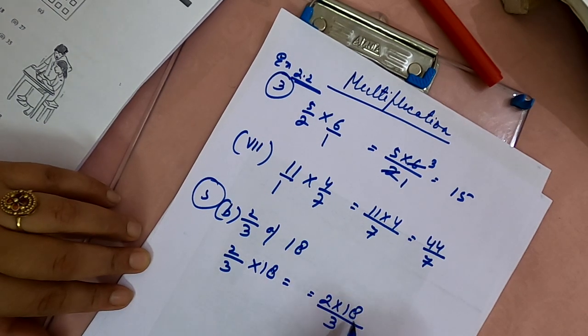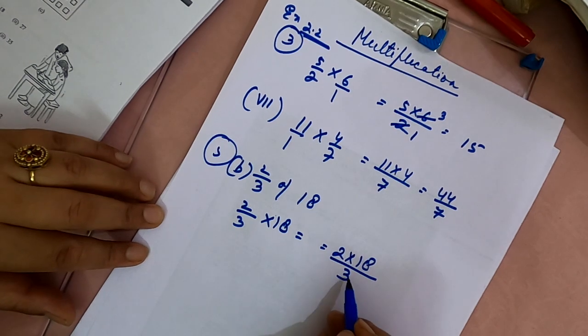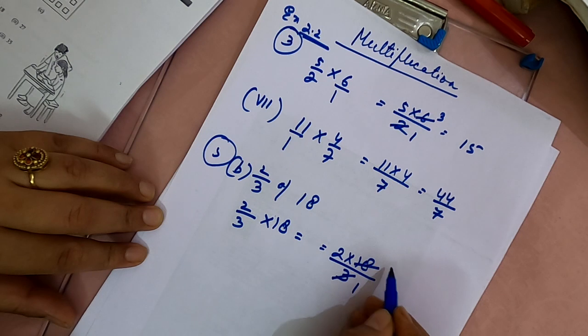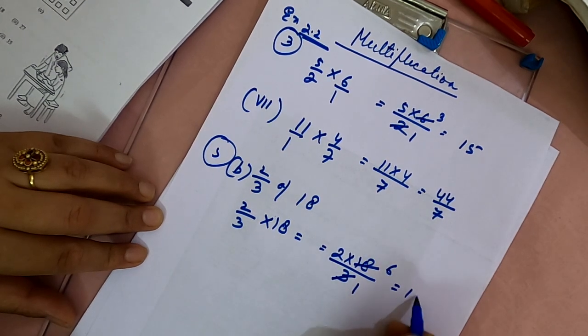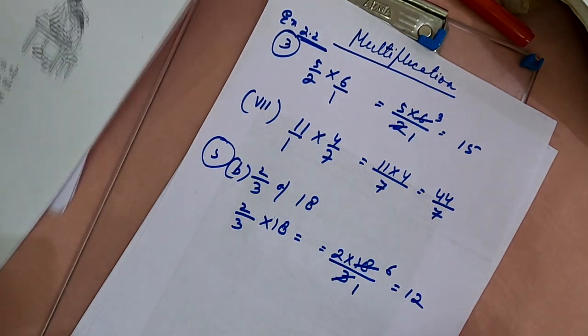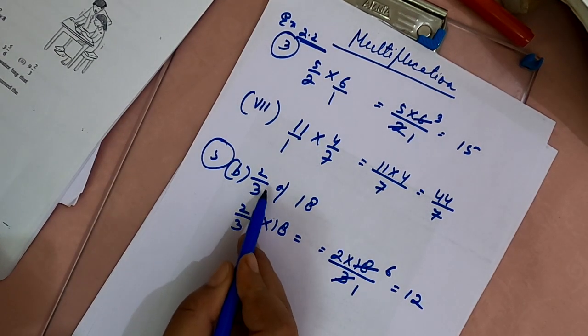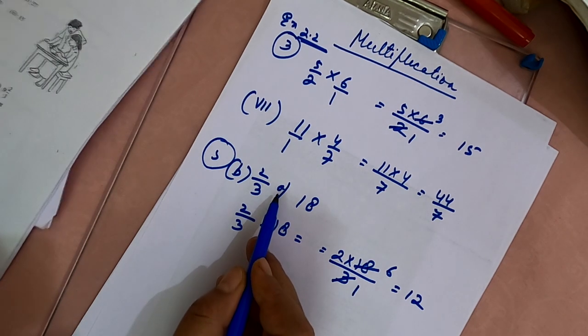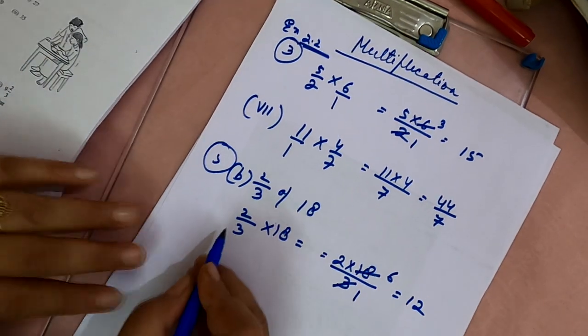Clear? You can multiply and then cancel. So you can also cancel here itself. So you will get 3 1s are 3 and 3 6s are 18. Answer will be 12. Clear? So I think you have understood how to do the questions where of is used. Of means multiplying.